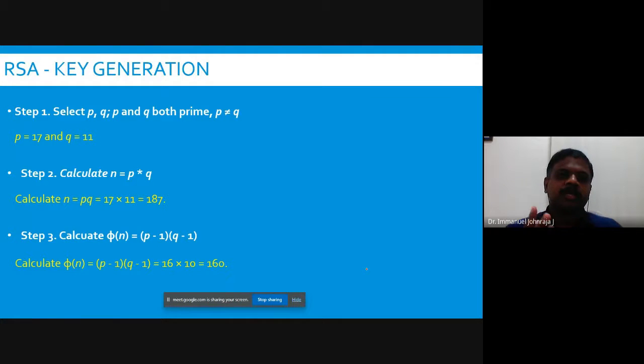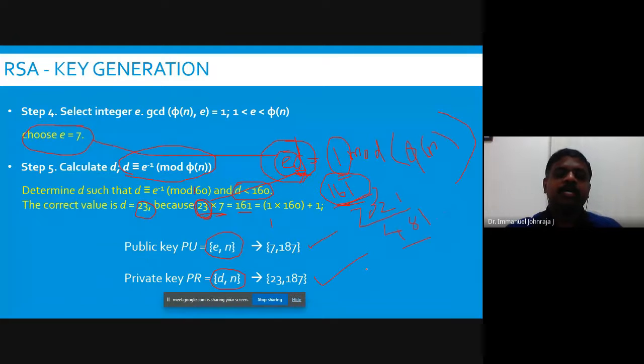So p minus 1 and q minus 1 are multiplied to get phi of n. And the fourth step, you select another integer e such that e is relatively prime with phi of n. Mathematically, the greatest common divisor of phi of n and e should be 1, and e should be less than phi of n and greater than 1. Then we calculate the value of d such that e times d is equal to 1 mod phi of n. We have seen how to calculate it, and after that we have got the public key and the private key.